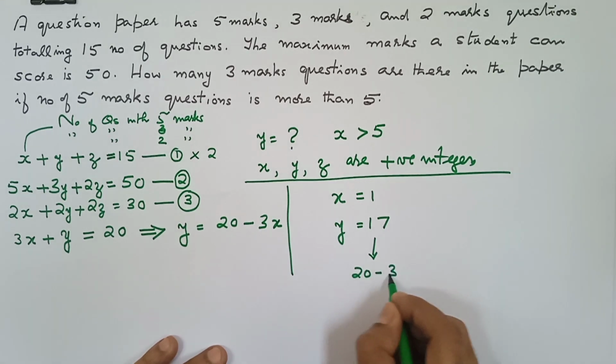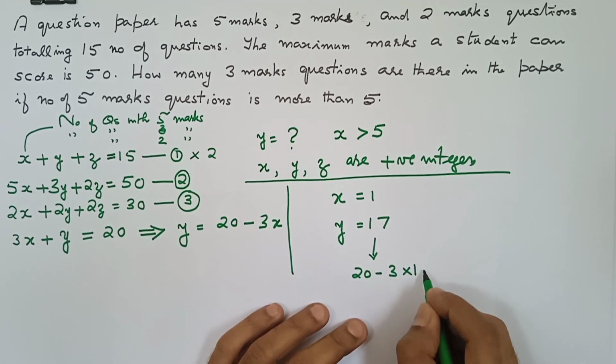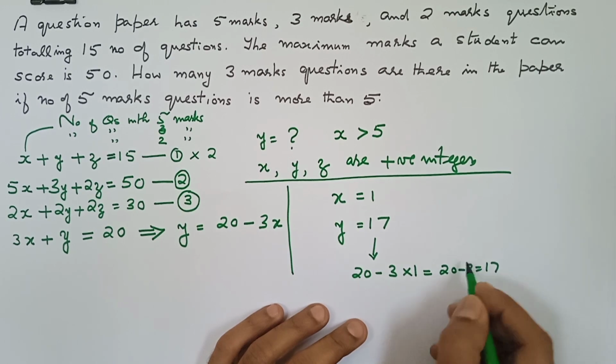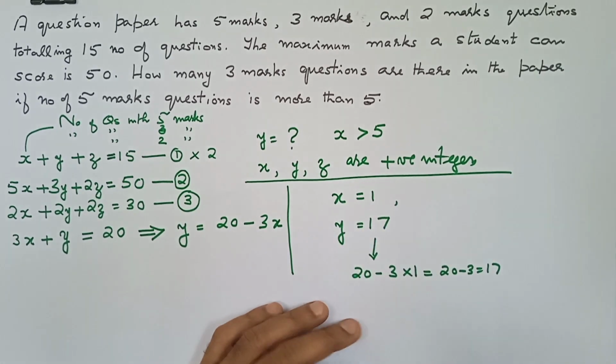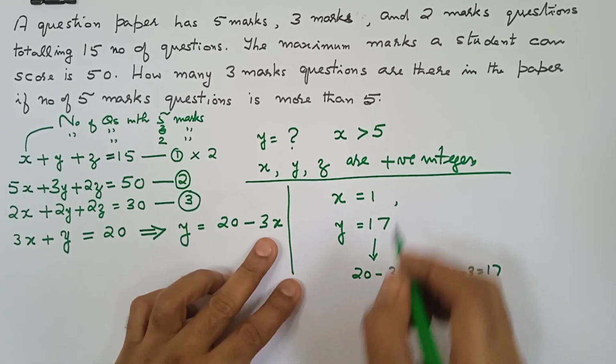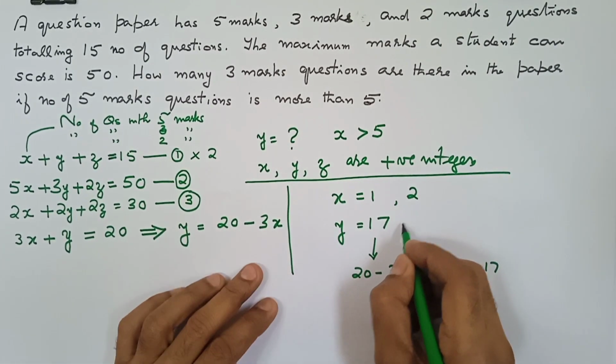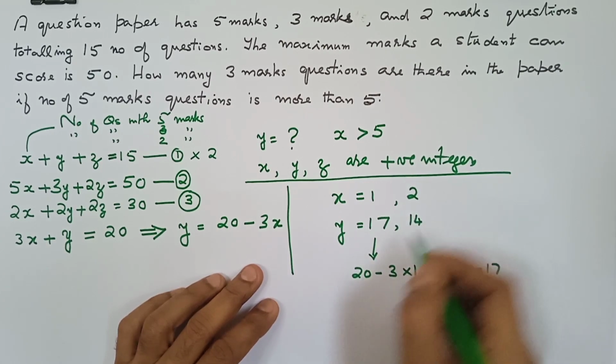20 minus 3 into 1. This is 20 minus 3. That is 17. That's how I wrote 17 here. Now, what do you do? You put x equal to 2 here. Again, you simplify. You will get 14 as the value of y.